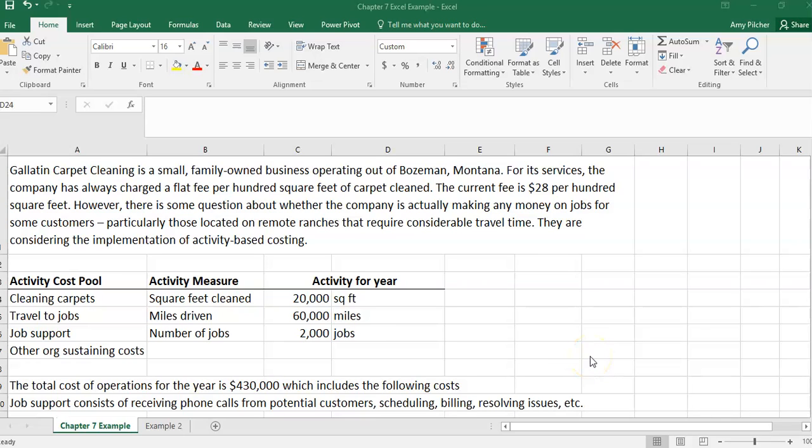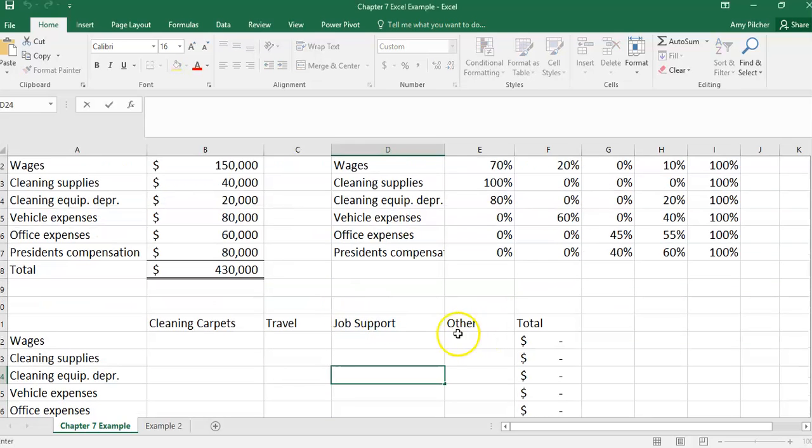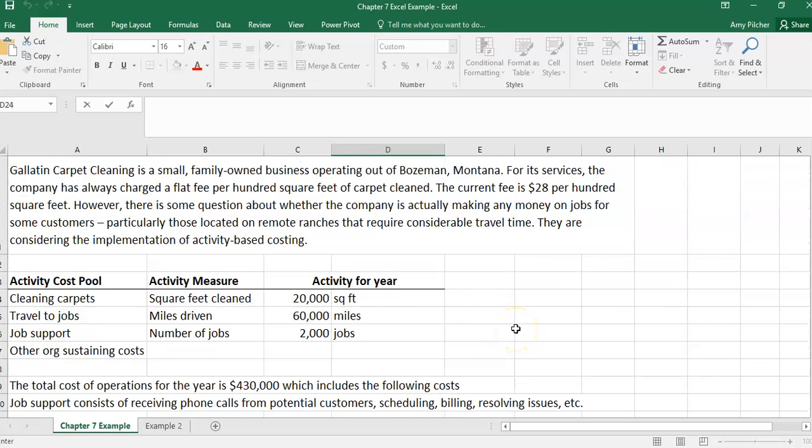Chapter 7 examples. In this video, we're going to look at examples for Chapter 7 about activity-based costing. We have first a carpet cleaning company that is a family-owned business. They currently charge $28 per 100 square feet, but they don't think they're actually making money on jobs, especially jobs that require a lot of travel. So they're looking at the implementation of activity-based costing.